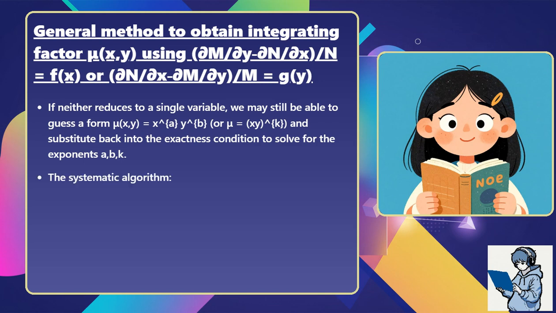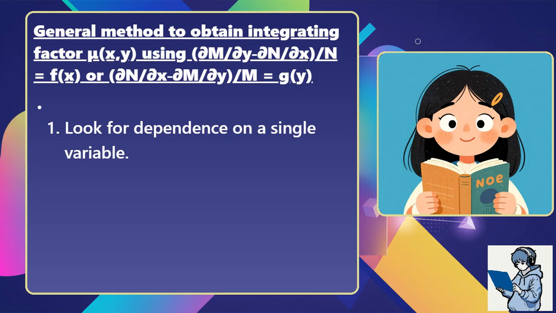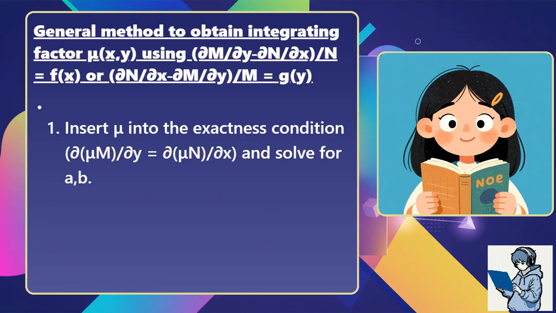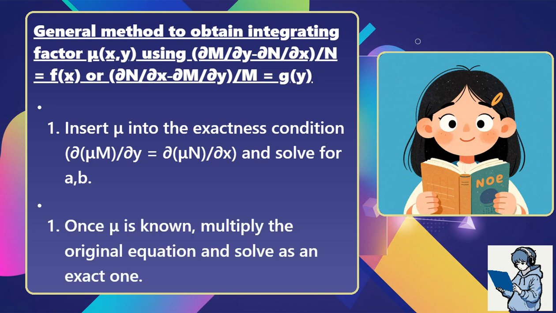The systematic algorithm. Step 1. Compute the two ratios R1 and R2. Step 2. Look for dependence on a single variable. Step 3. If found, integrate to get mu. Step 4. If not, try a power law ansatz, mu equals x to the a, y to the b. Step 5. Insert mu into the exactness condition: partial of mu times m with respect to y equals partial of mu times n with respect to x, and solve for a and b. Step 6. Once mu is known, multiply the original equation and solve as an exact one.